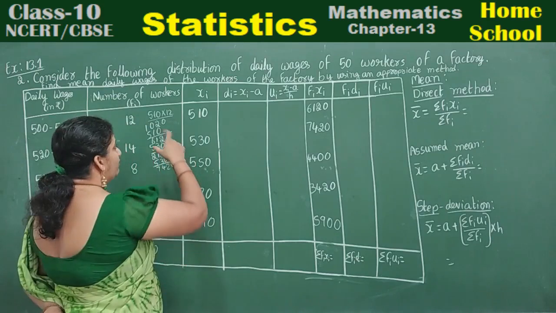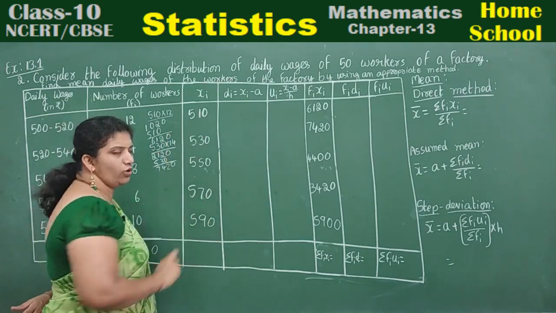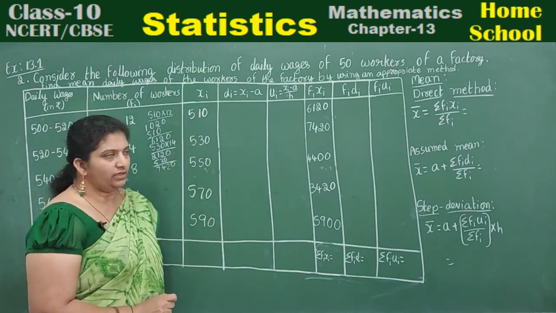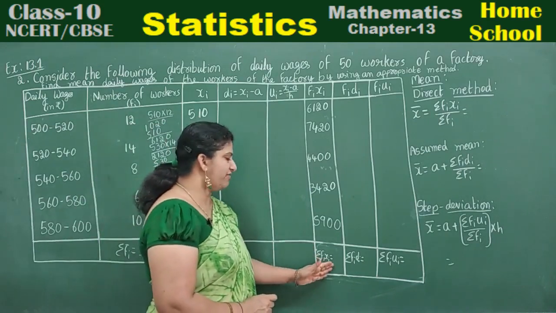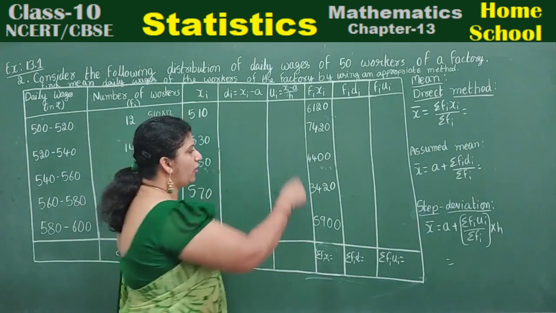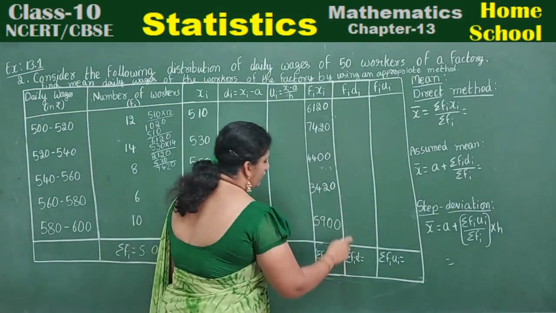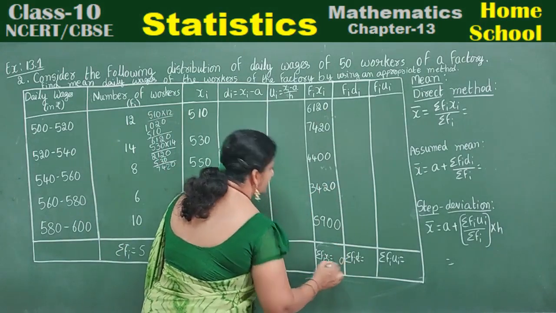We have multiplied the frequency column and the score column. Now, summation Fi Xi is needed. Add all these; if you add, you are going to get 0.